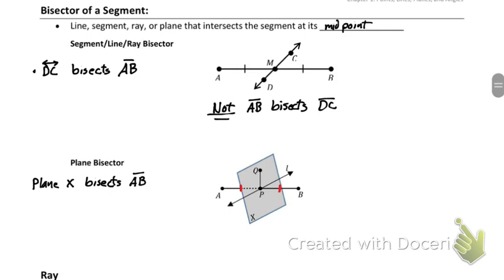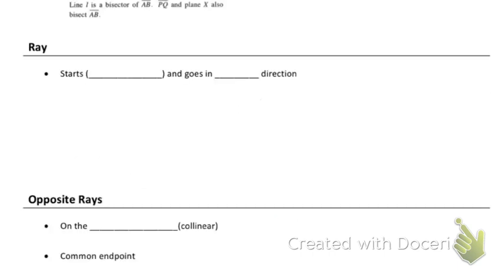Most of the time it's a line bisector, a segment bisector, a ray bisector, because planes are hard to draw and make sense of. All right, we got two more things left. We got a ray and we got opposite rays. It's like opposite day, but with rays.